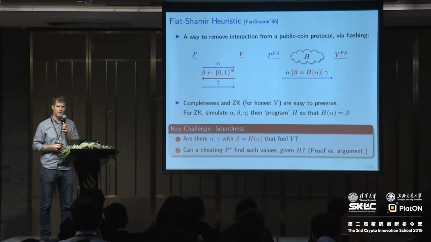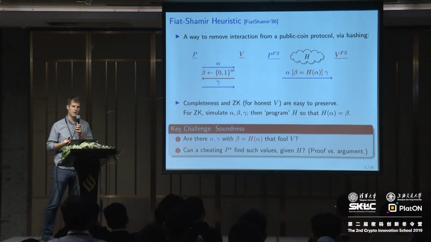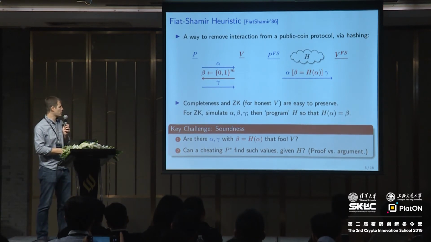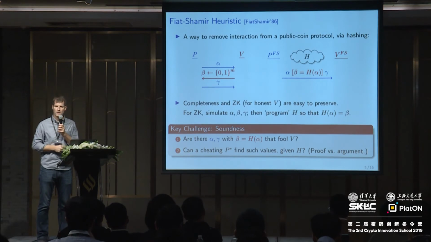And this is the question of, do we have a proof which is sound against an unbounded prover, or do we have an argument which is only sound against a computationally efficient prover? So these are the two questions that one has to consider when thinking about soundness of this Fiat-Shamir protocol. Okay. Any questions about this so far? Yes.